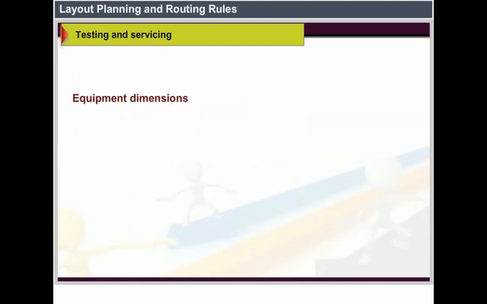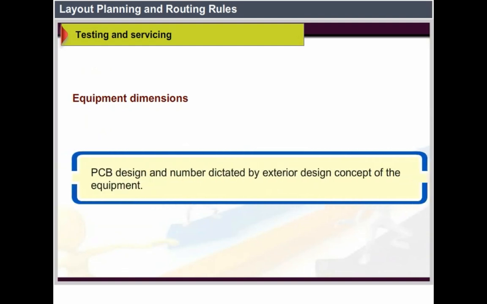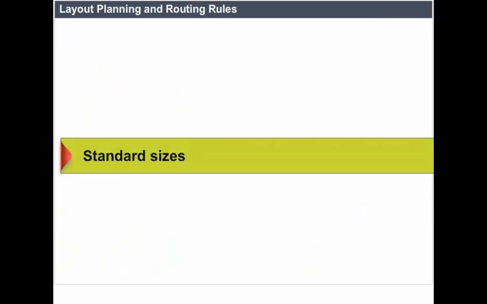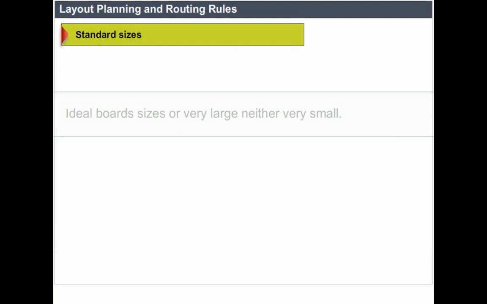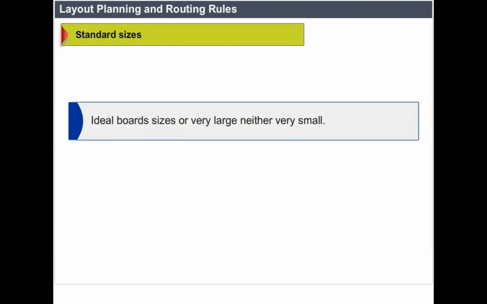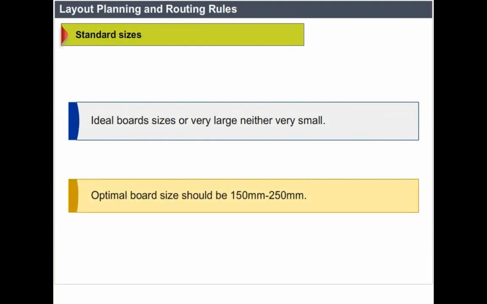Equipment dimensions. PCB design and number are dictated by the exterior design concept of the equipment. Standard sizes. Ideal board sizes are neither very large nor very small. Optimum board size should be 150 mm to 250 mm.